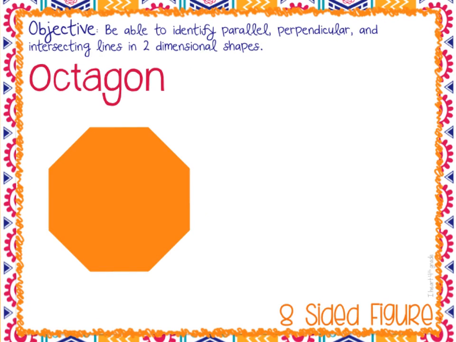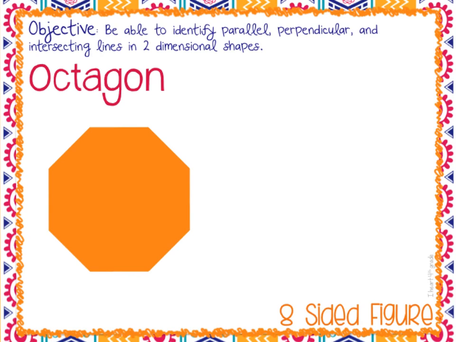Last but not least, octagons. Octagons are made up of eight sides. They have eight vertices. So I'm going to look at the vertices first. Do we have any square corners? No, we don't. So therefore, we don't have any perpendicular lines. I have four sets of intersecting lines.